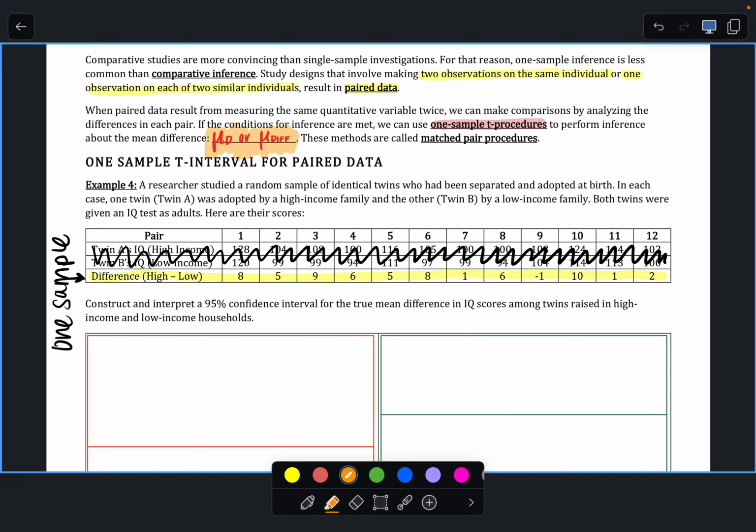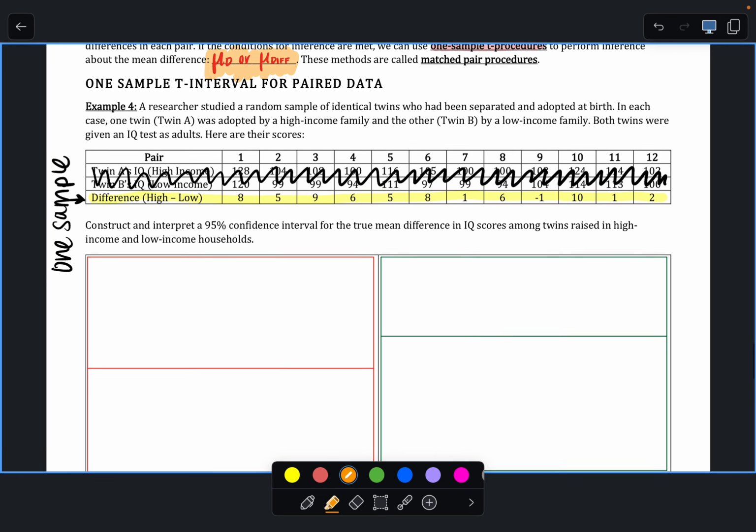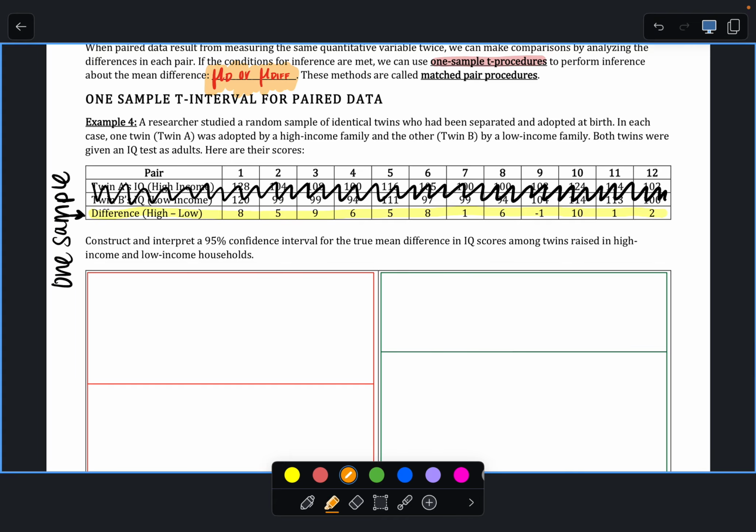The trickier part comes when they give you the two sets of data and you have to find the difference yourself, because it's usually like, oh, well, I need to decide, is this one sample or is this two sample? Ask yourself how they are collecting data. Are they pairing people together? Are they having one person do two things? Those are things that are going to lead you into a paired data FRQ.